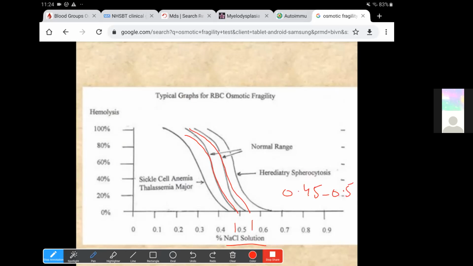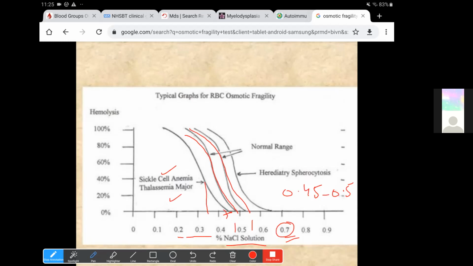But if it is beyond this, like 0.6 to 0.7, then there will be increased osmotic fragility. If the curve shifts to the left, there could be values less than 0.45. In this case, 50% hemolysis is occurring at 0.35. So in this case the osmotic fragility is decreased, and these are cases of mostly hemoglobinopathies and also the single membrane defect we know of, xerocytosis.